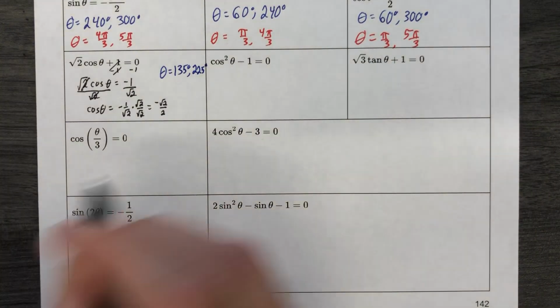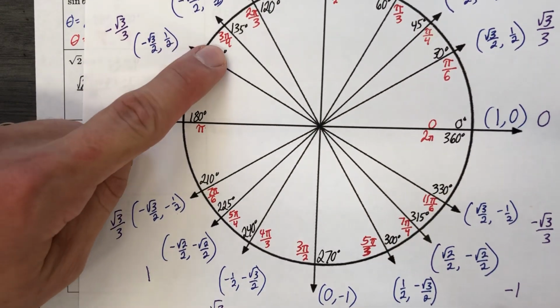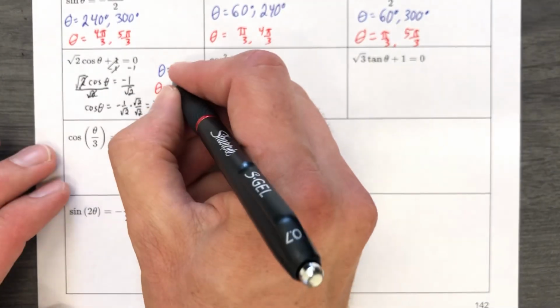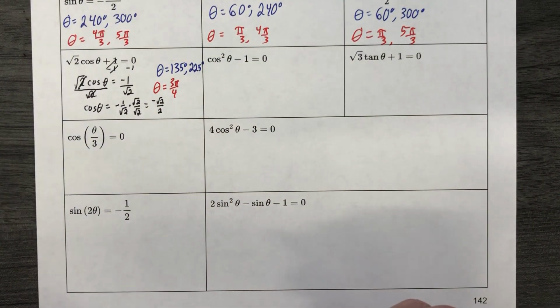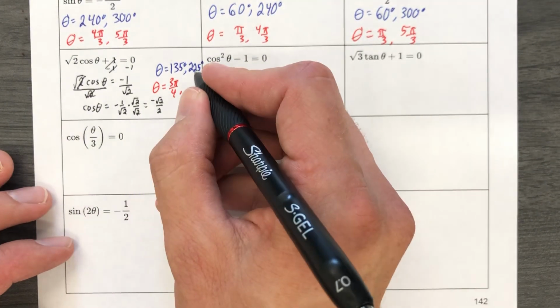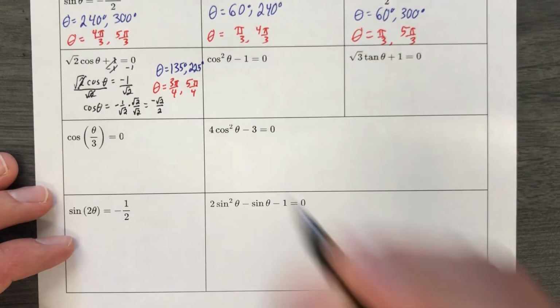And we're also going to put these in radians. So my final answer for radians will be in red. I'm looking at the 135. I could convert it if I wanted to, but 3 pi over 4 also works. Convert it, meaning radians over degrees equals pi over 180. And then 225, looking at the unit circle, that would be 5 pi over 4.